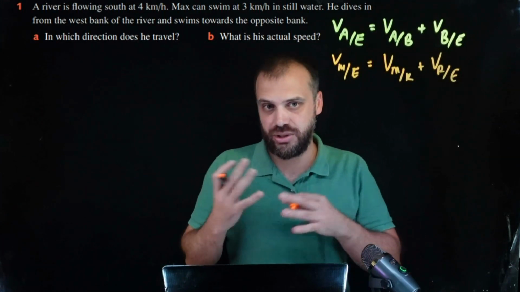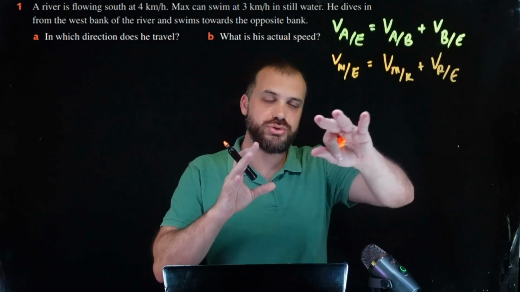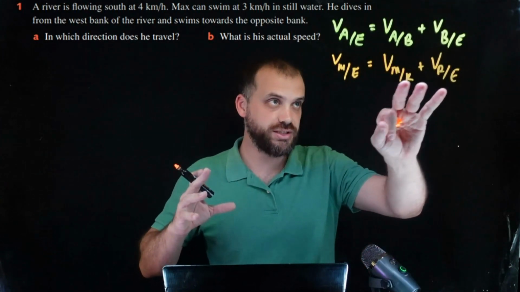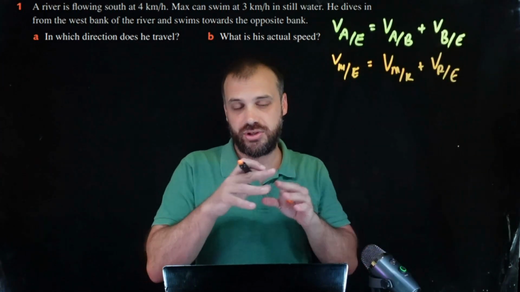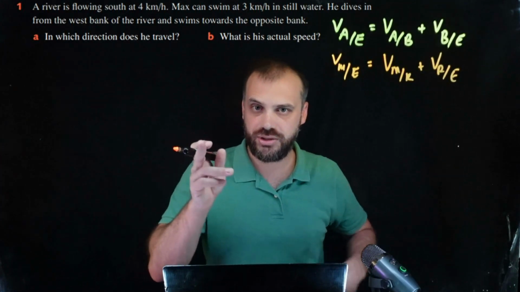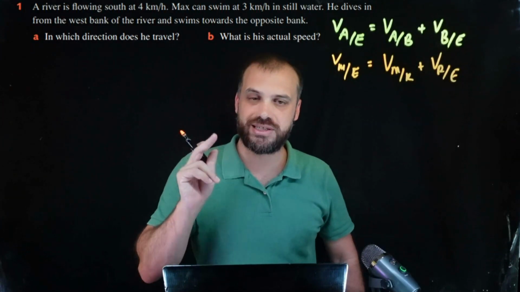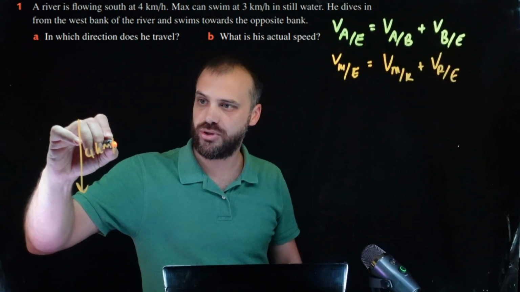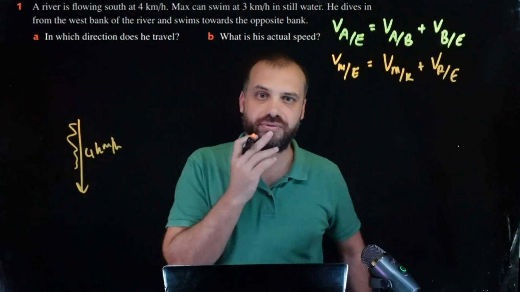And now I'm going to do something a bit non-standard here. I'm going to use this formula, but I'm not going to use it with numbers because this is a vector, this is a vector, this is a vector. I'm not even going to use it with i's and j's. I'm going to use it with the actual arrows. So it says here, a river is flowing south at 4 kilometers an hour. Okay, that's the river. 4 kilometers per hour. That's a river.